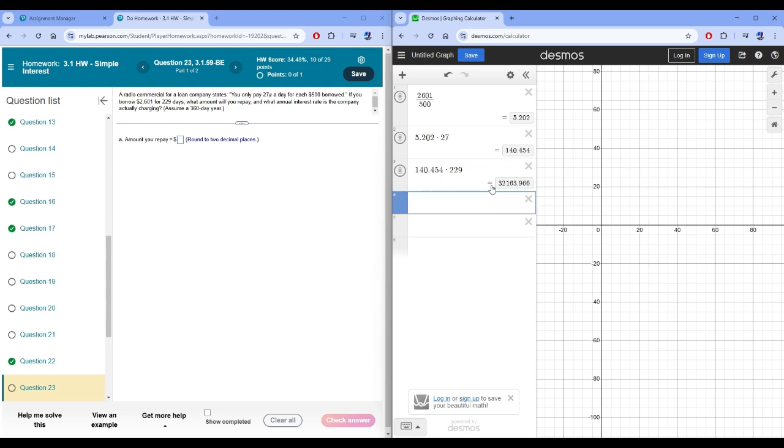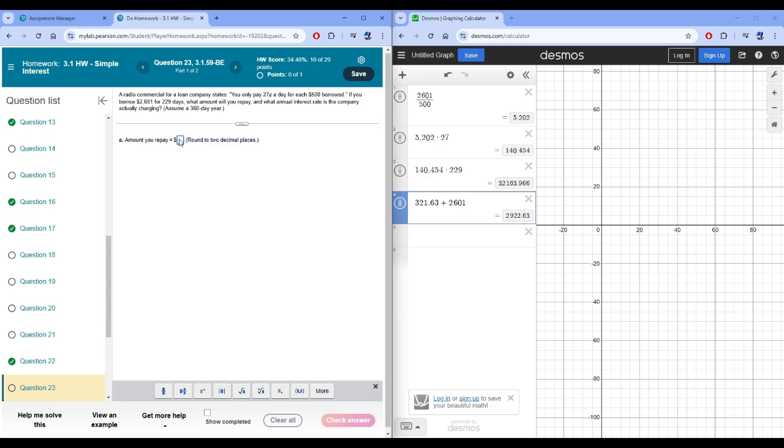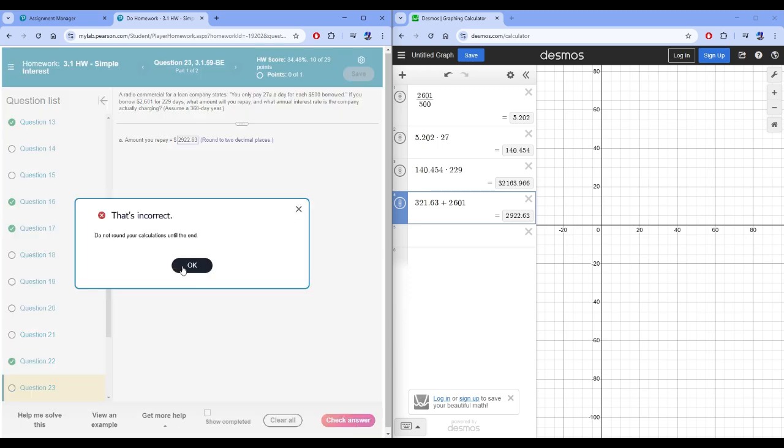Right? Yeah. So that's going to be $321. The amount you would pay is 321.63 plus 2601. So I think we would pay back 2922.63. Dang. I think that's what it would charge us. Do not round your calculations until the end. 2922.63.